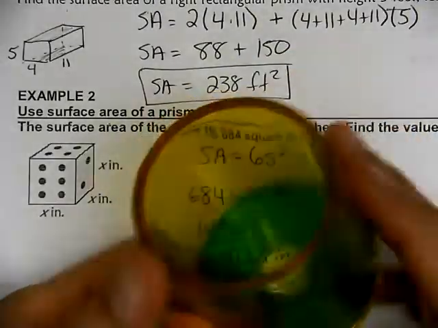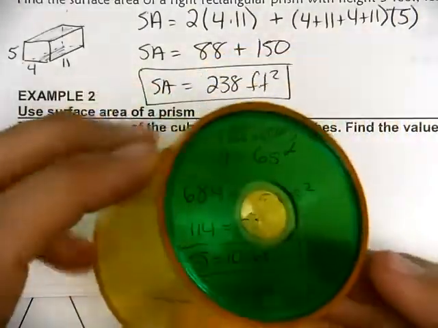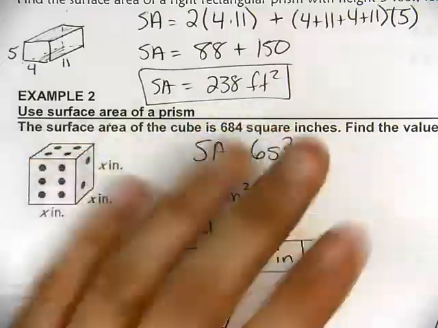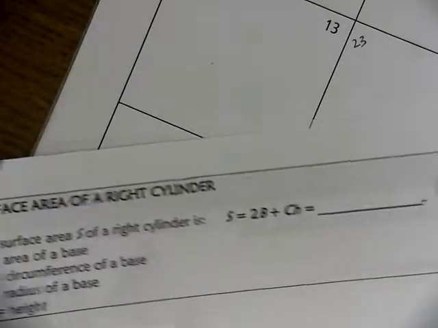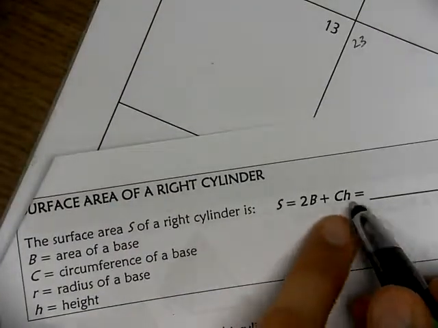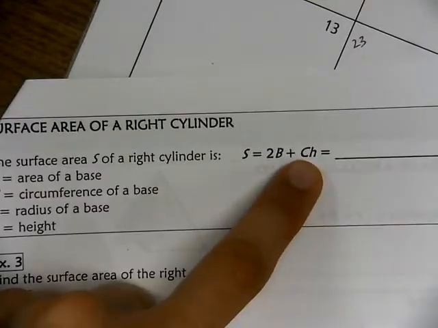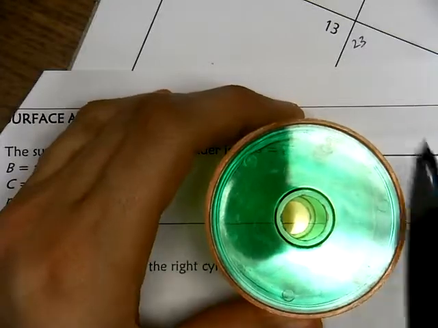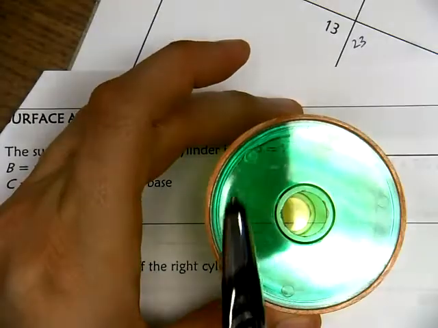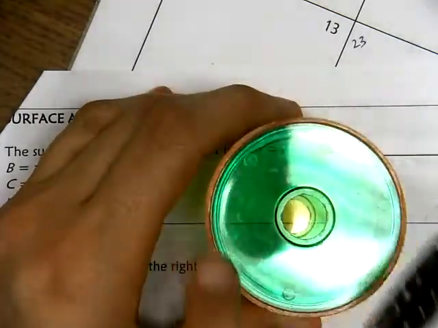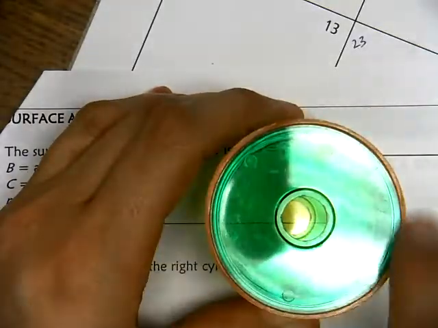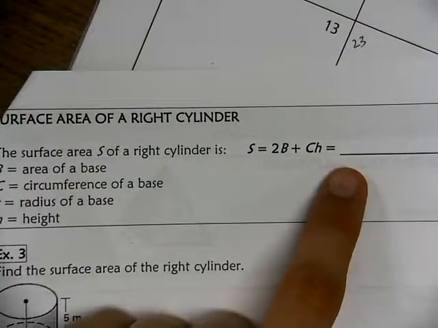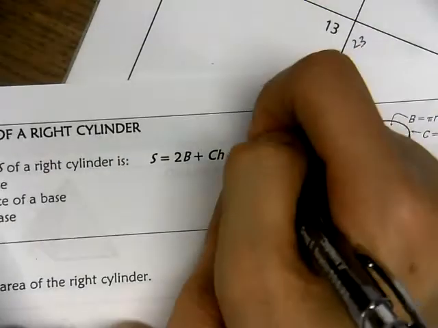A cylinder's base is a circle, right? So the formula is 2 times the area of the base, plus the perimeter of the base times the height. The perimeter of a circle is the outside, the circumference of the circle, because you can't add all the sides together since there are no sides. So the surface area formula looks like this.